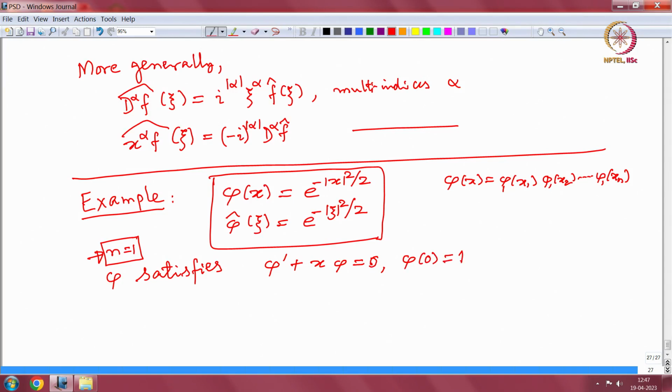Now you take the Fourier transform of this and use the property just written here. What happens if you take the derivative of the Fourier transform? You also see that it satisfies the same equation. Let me again just write that.